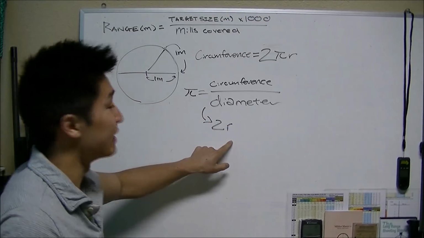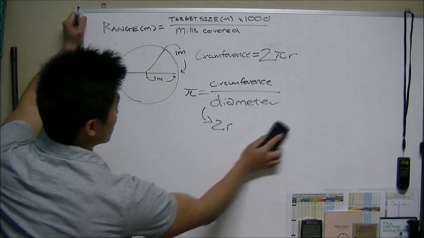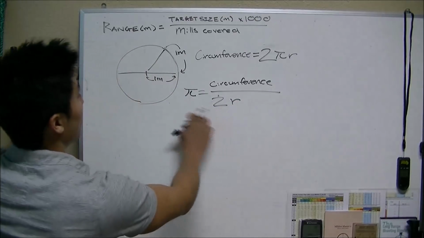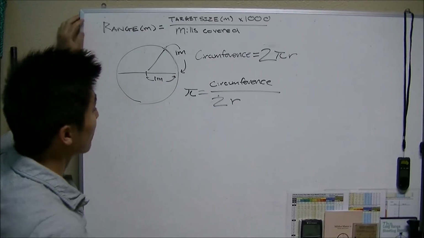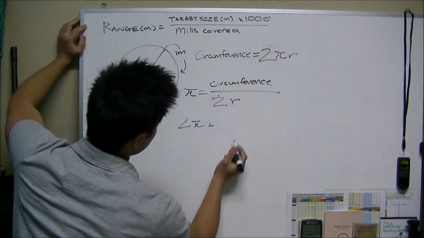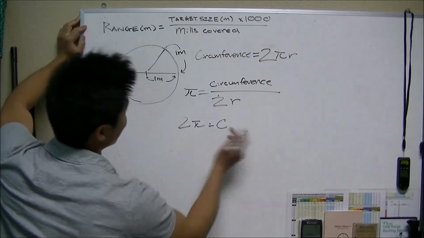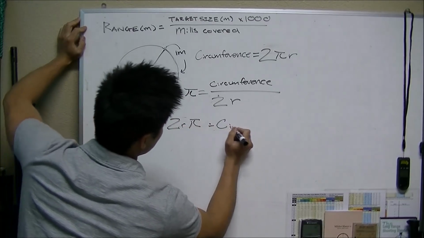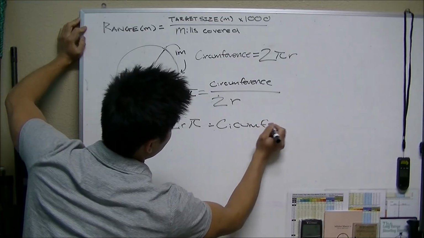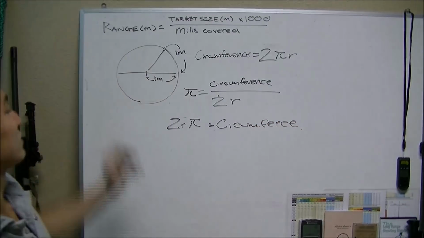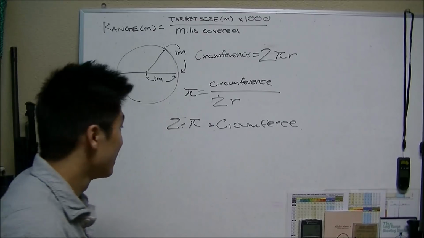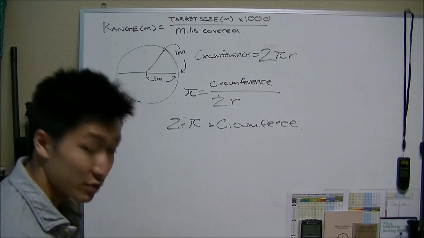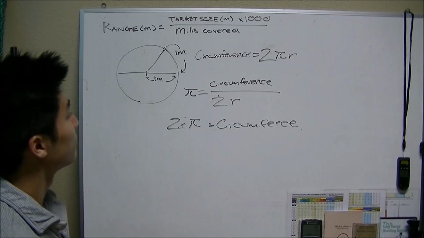That's why we could just take the diameter at the bottom, make it 2r, and multiply both sides of the equation by 2r. We're going to get 2r pi equals circumference. So there we go, 2 pi r, 2r pi, whichever one works. Both of them work, because you're just multiplying. So circumference is 2 pi r.